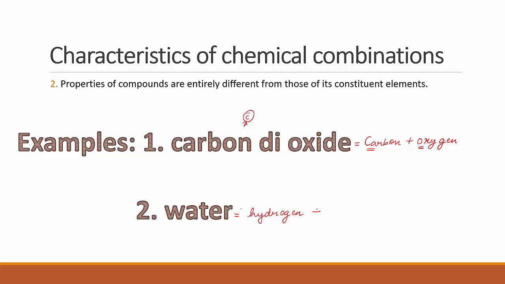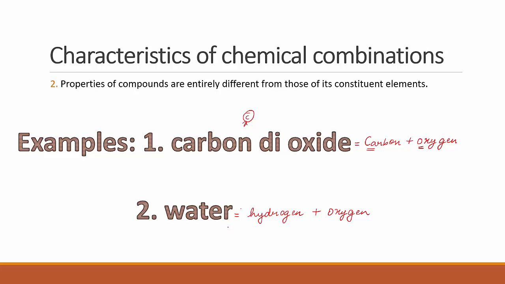And what else is it made up of? Which is the other element that it is made up of? Oxygen. Okay, so water, if you can recall, is made up of hydrogen and oxygen. So these two are the elements which make up the compound called water.